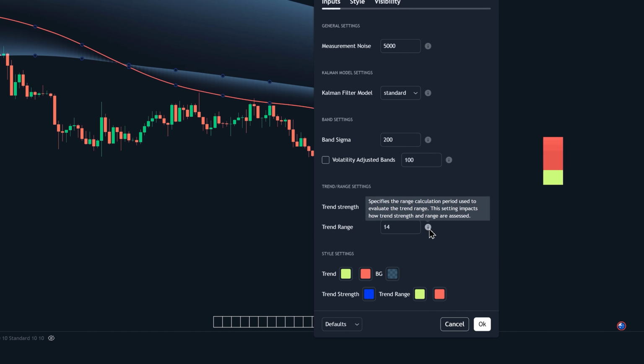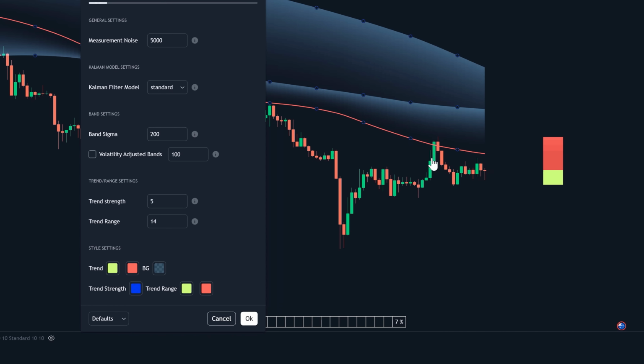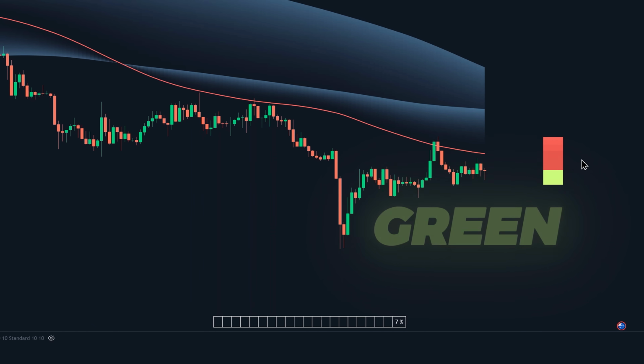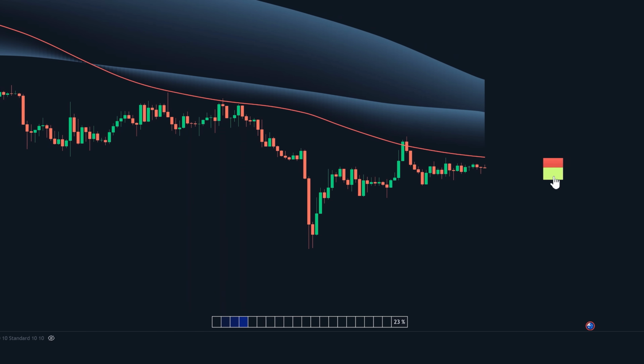So you basically double-click on it, and then you can see we have a default value of 14. That means that this indicator is going to look over the past 14 candles and see if the overall trend over those candles was bullish or bearish. If it was bullish, then the trend range is going to be colored mostly green. But if it was bearish, it's going to be colored mostly red.